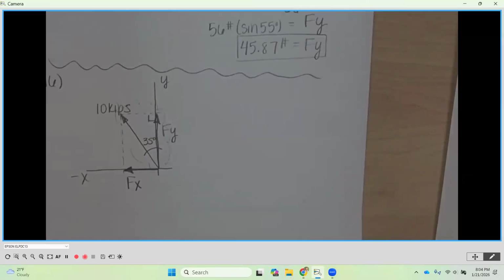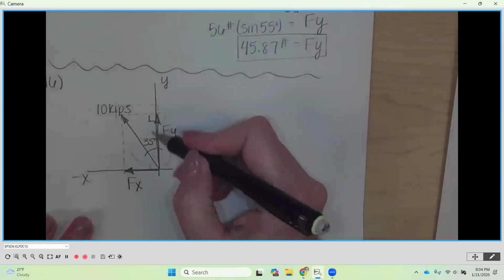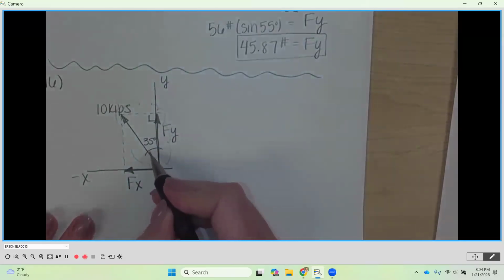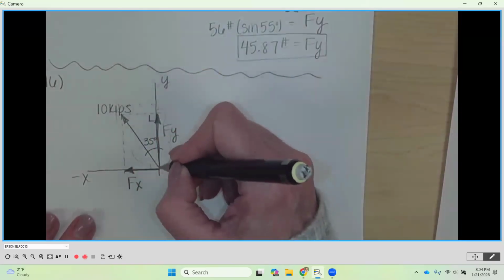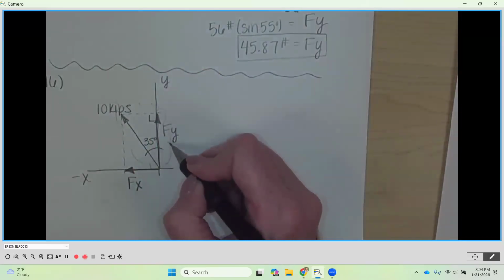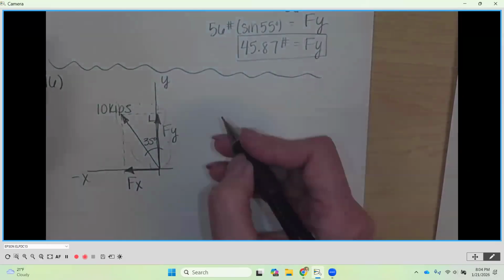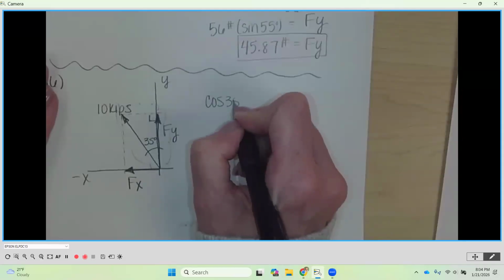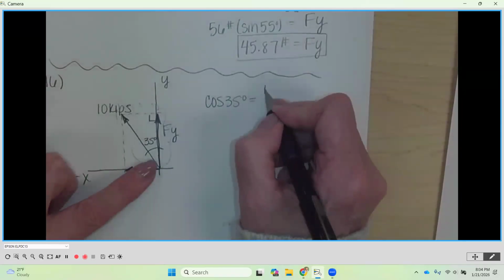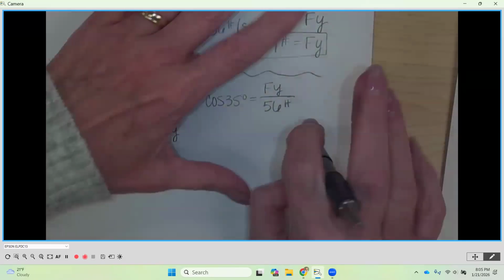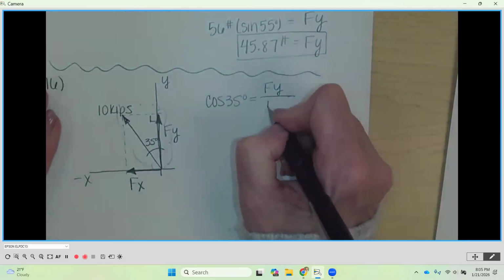So let's solve for the magnitude of each one of those components. I'm going to start this time with Fy. Okay, Fy. So you'll notice that I have my 35 degrees here. I know my hypotenuse is 10 kips, and my Fy is the side adjacent. Which function am I going to use? Cosine again. Yep. So cosine of 35 degrees is going to be equal to the side adjacent, Fy, divided by the hypotenuse, 10 kips this time.